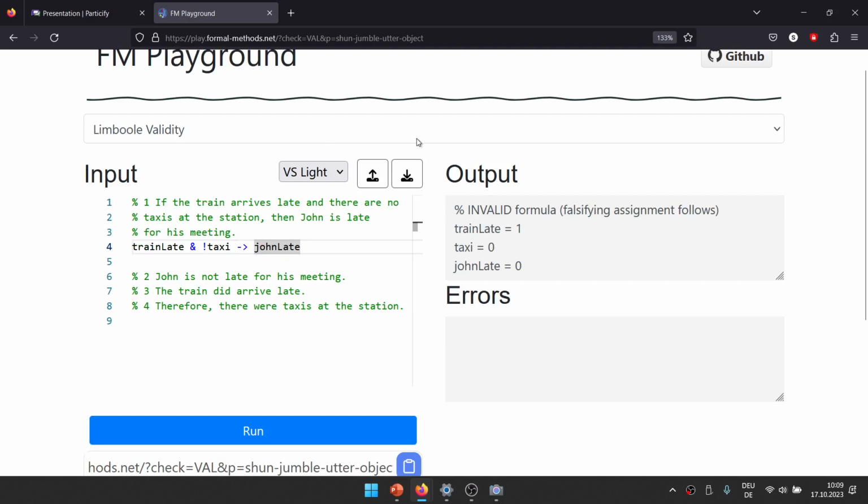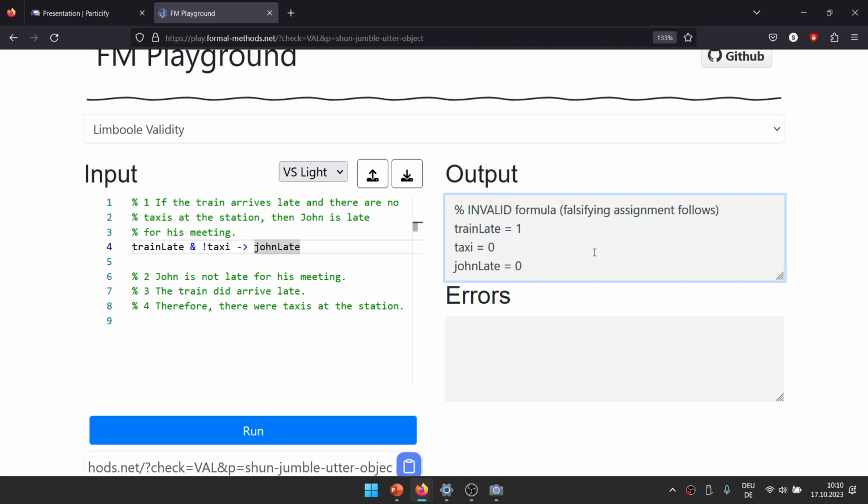Now, what does it mean that we have a falsifying assignment for our statement here? Let's say this says the train is late and there are no taxis and John is not late. What is that in relation to this sentence? On the logic level, it's a falsifying assignment. But what is it on the conceptual level for us?